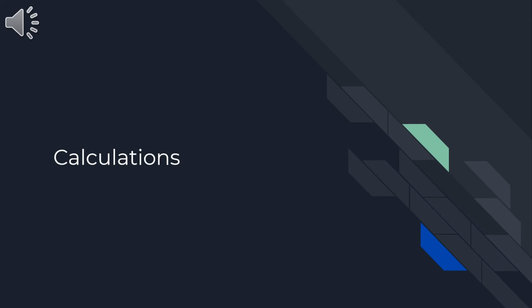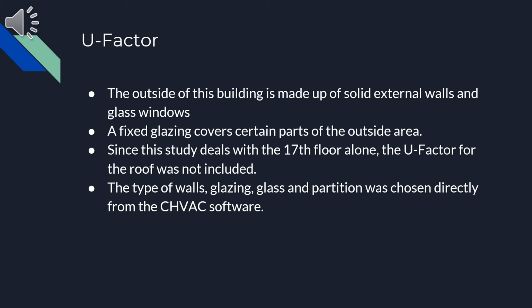Calculations. U factor. U factor is a measure of the ability of particular building structures to insulate the inside of the building from outside heat conditions. U factors were selected for external walls, glazing, glass windows, and partitions from the CHVAC software.